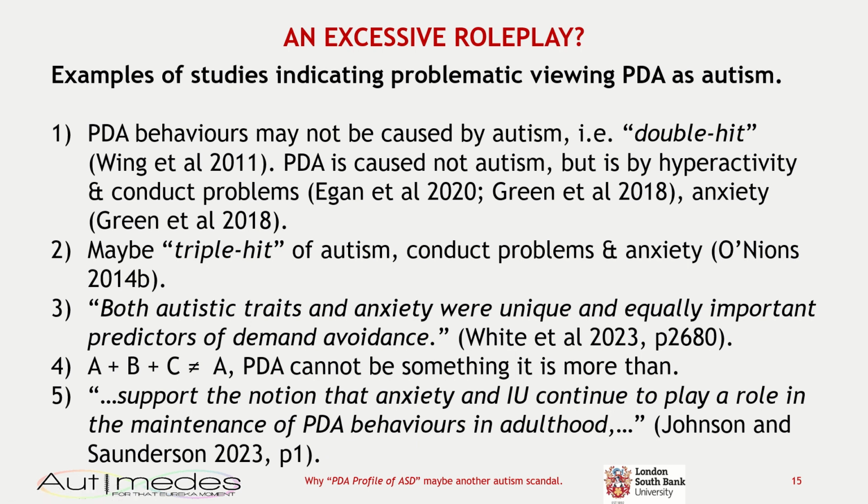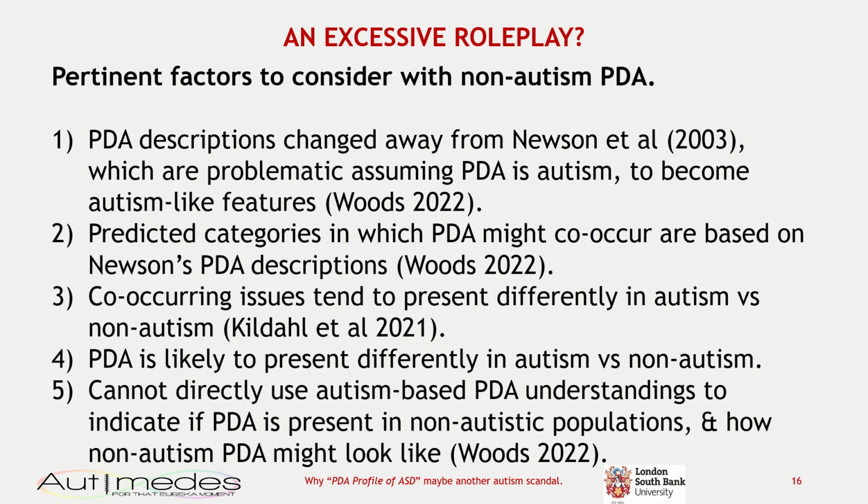So basically, you can use this information and other studies to predict what kind of features you'd expect PDA to present in non-autistic people. I'm near the end of the talk, because this is the final thing before the final thought experiment. If one looks at PDA descriptions over time, they will notice that they've changed, and it matters because the literature acknowledges that Lesson's PDA is problematic, assuming it's autism. It has a bunch of features that are not associated with autism, but it has changed to become autism-like.